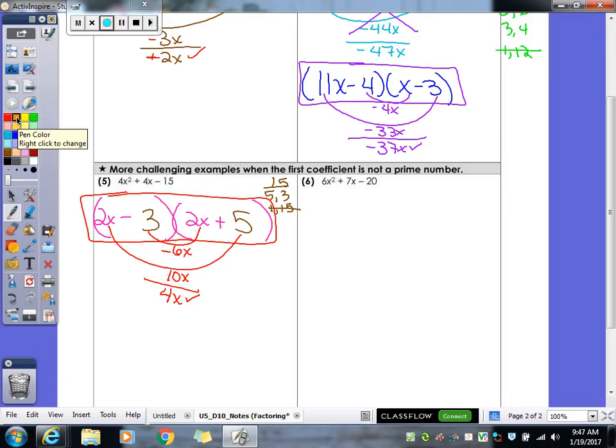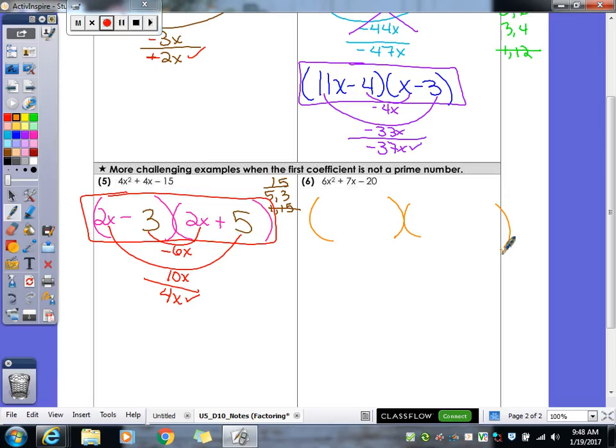Yes, Josh? That's okay. As long as it's 2x plus 5 and 2x minus 3. Doesn't matter what order those two are in. Yep. Then it would matter.